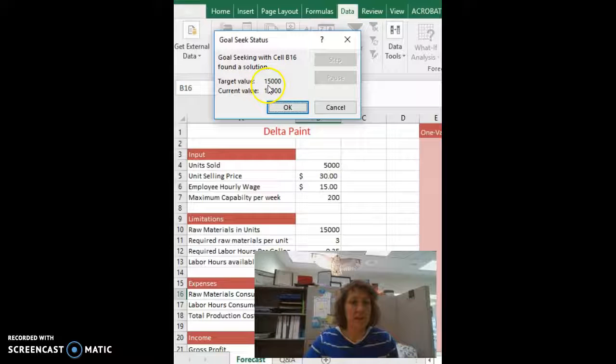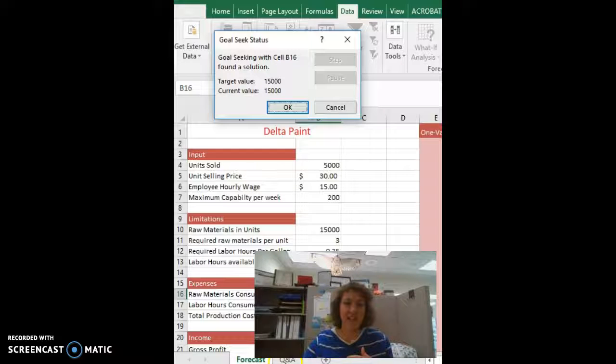So here it did what we asked it to. We asked it to change B16 to 15,000, and it did that. And B16, as a related value, then changed B4 to 5,000 units. So now we know, I forget what we're manufacturing, but whatever it is, if we use up all of our paint, we'll sell 5,000 units.